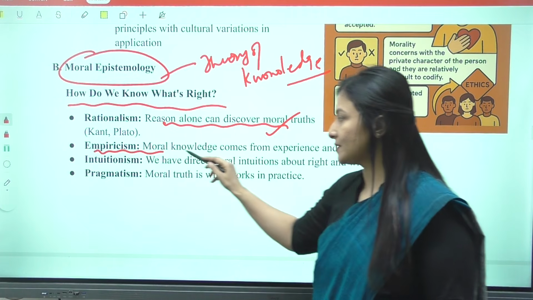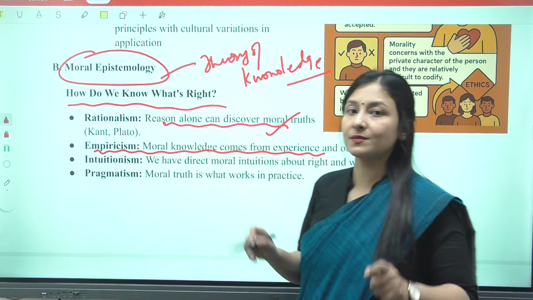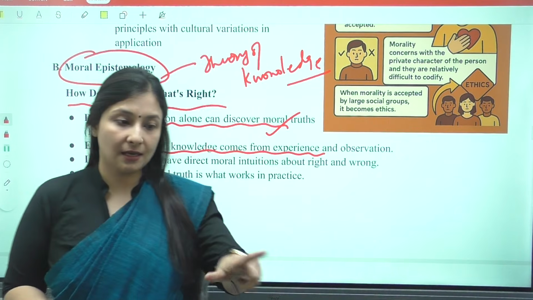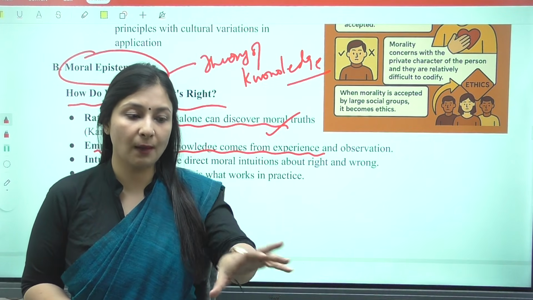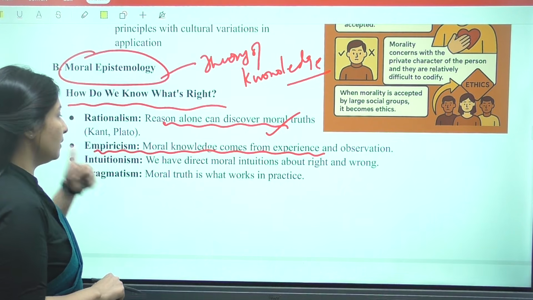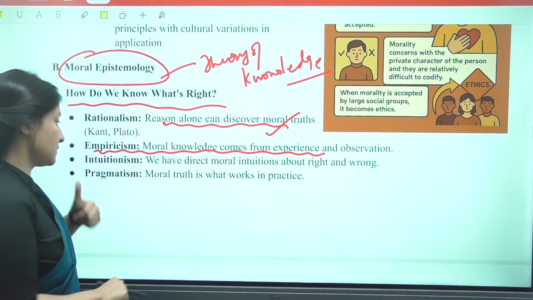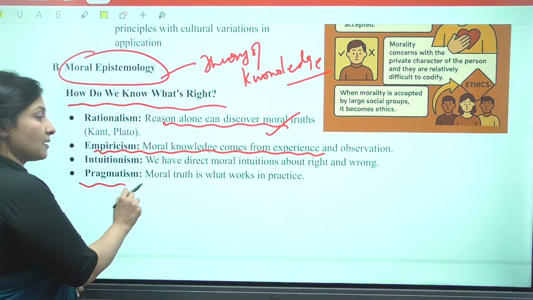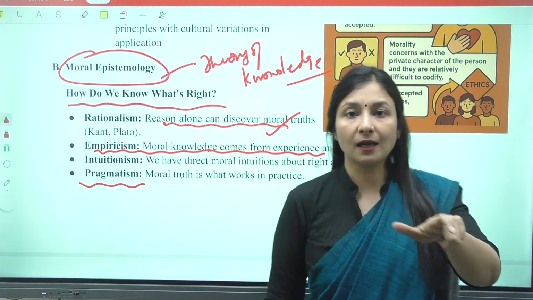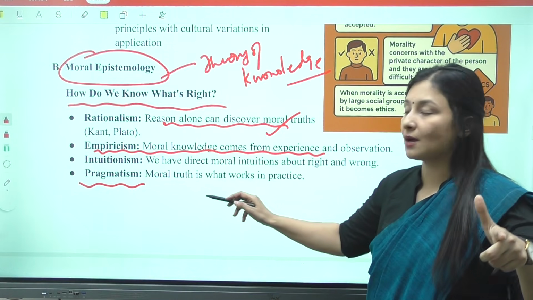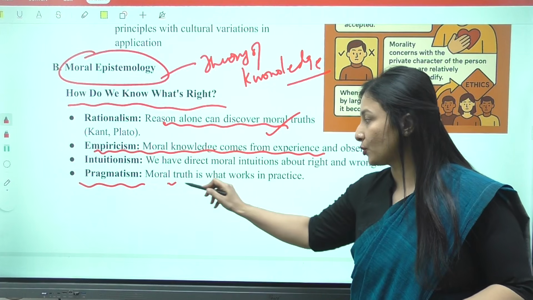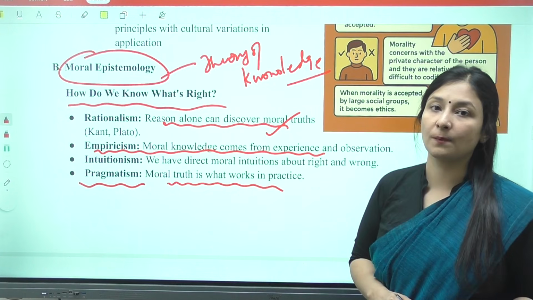Now, there are empiricists who say that only from sense experience, when I see that lying is not wrong, then I'm going to learn that. Okay, so those are the empiricist thinkers. Pragmatists are those who take a stance based on practice in future. The moral truth is what works in future.